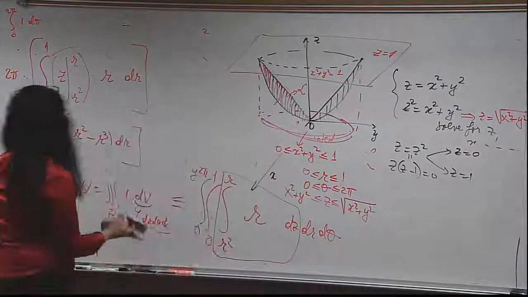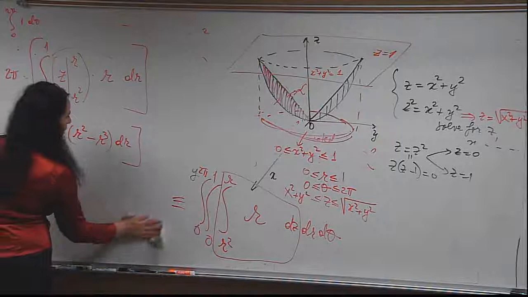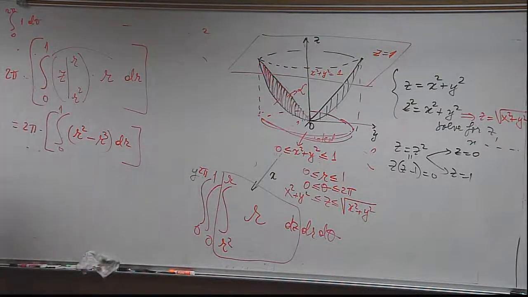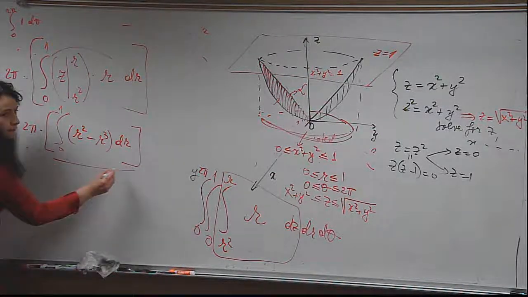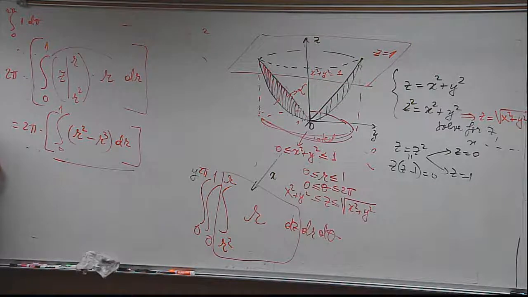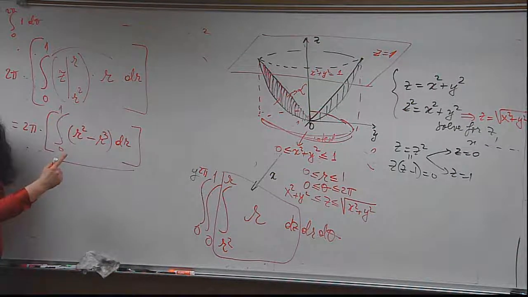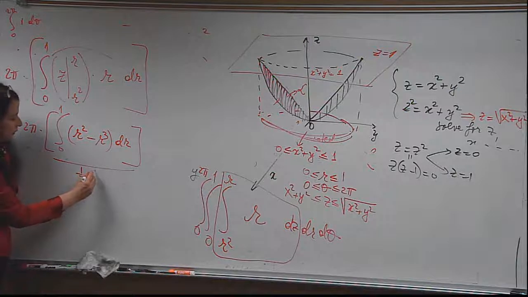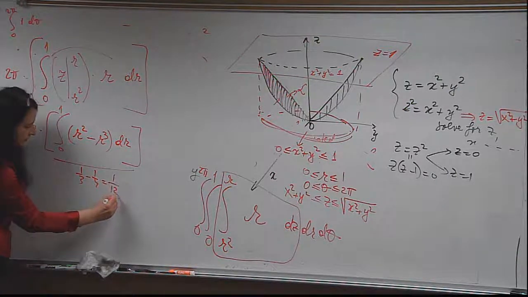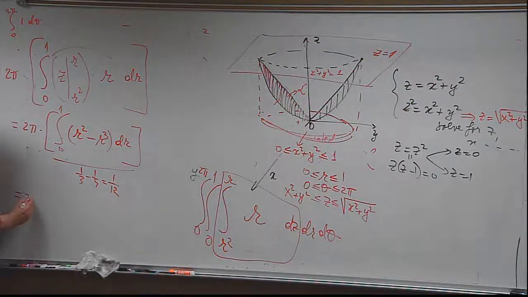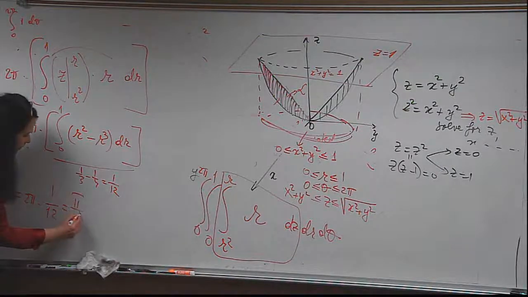Now you apply the fundamental theorem of calculus from calc 1 to 2. And tell me what you get. What is this? Divided by 2. 1/12. Why is that? Very good. r cubed over 3 minus r to the 4 over 4. 1/3 minus 1/4, 1/12. Very good. So you have 2 pi times 1 over 12 equals pi over 6.